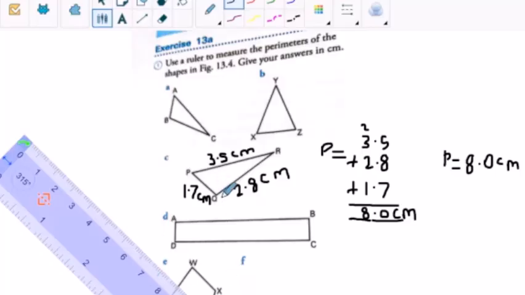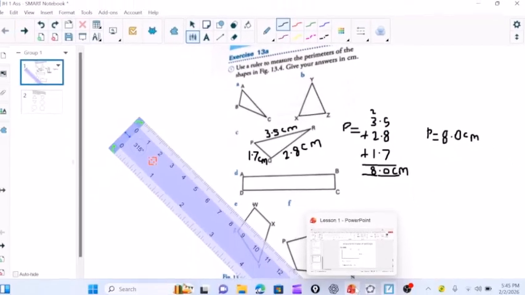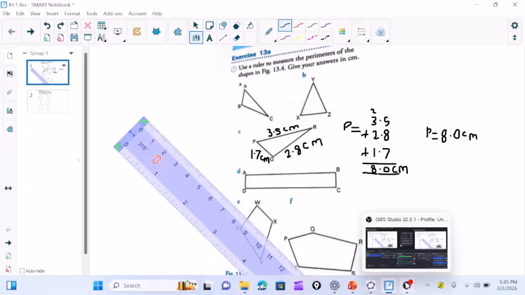Take your ruler, measure the sides of the various shapes, measure all of them and add them well. So that is that. Make sure you do your addition very well. And by the time you get it well, you are done and the work is over. So let's go back to our class and finish our normal lesson for today.